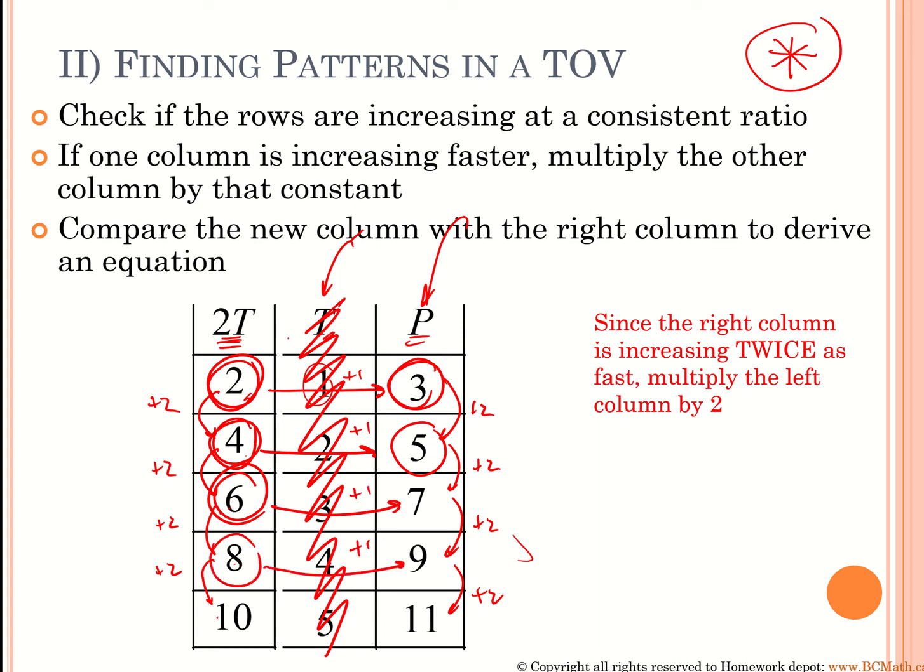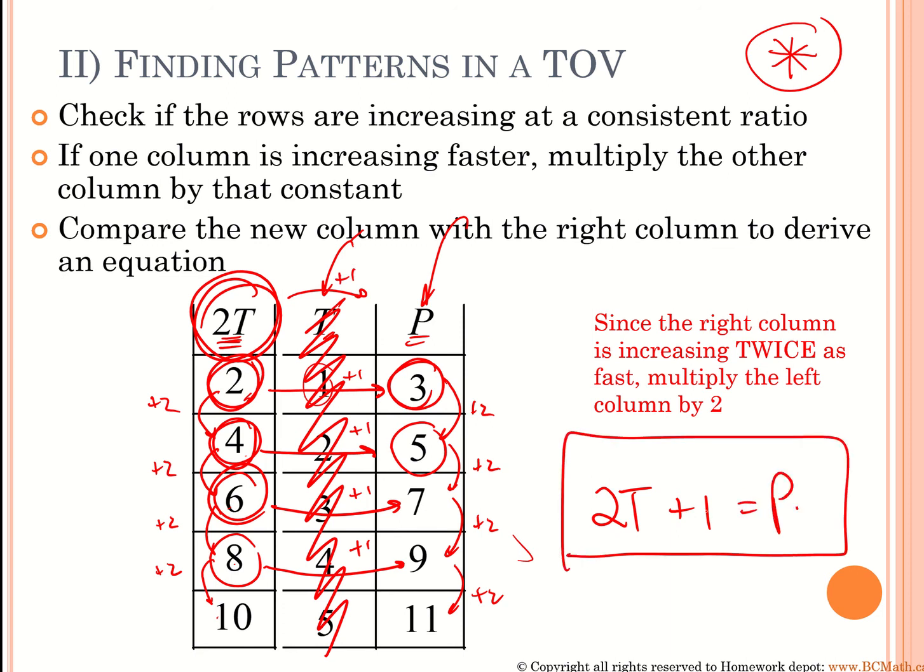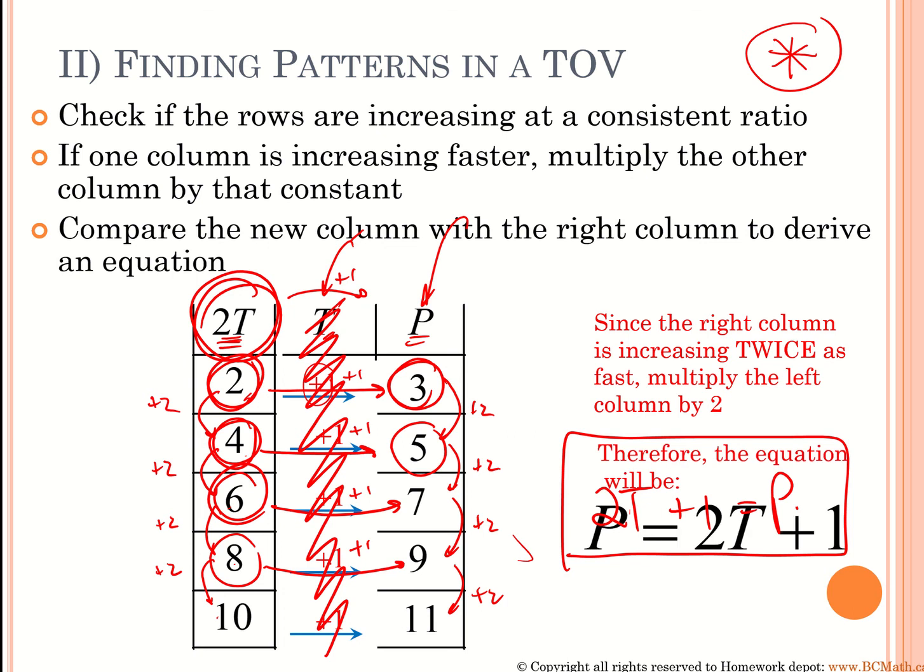So therefore, whatever this column is, 2T, if you plus 1, it will be equal to P. That's how you get this equation: the number of toothpicks you need is the number of the triangle times 2, and then plus 1. I hope that makes sense. You can also rewind it and play it again if you like. Okay, there's your formula.